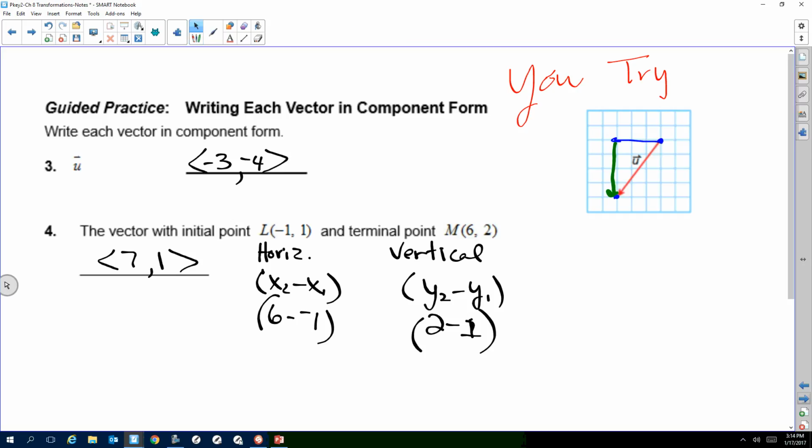You don't simplify that ever? Simplify it how? What do you mean by that? Wait, why is number 3 -3, -4? Because you go left 3. Oh, it's going down? Wait, why are you going that way? This is your arrow. That would be your terminal point. Oh. Yeah. Yes. Okay.